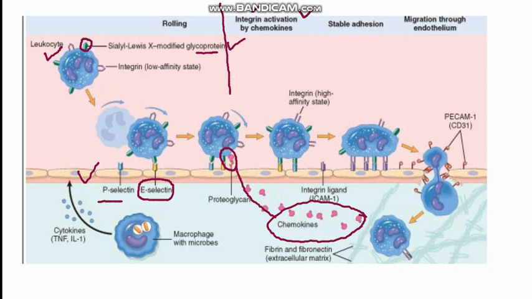Okay, the integrins normally are present closed. You can see over there, this is integrin. This integrin is mostly present in low affinity state. But with the help of these chemokines, there are some changes by which the integrin changes to high affinity state, and now this integrin will bind its ligand, and this will lead to stable adhesion.